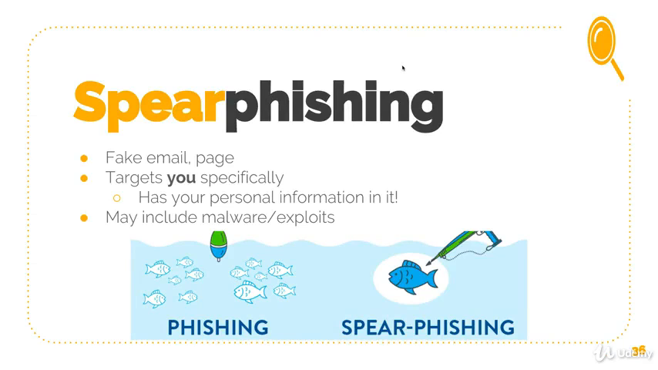Instead of targeting a general audience, it targets a particular person. For example, a lot of companies are hacked with spear phishing. And the advancement of spear phishing is that because it targets a particular person, they can include specific information about the person in the email or in the fake page so that he trusts it even better. And it has a much higher chance of fooling that person into entering his password.